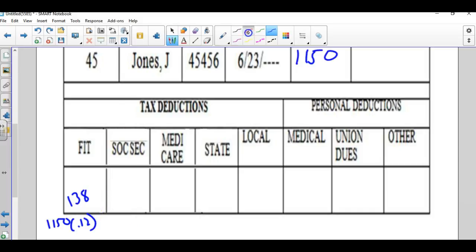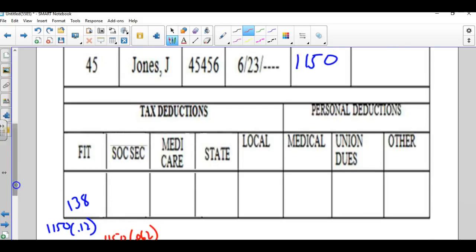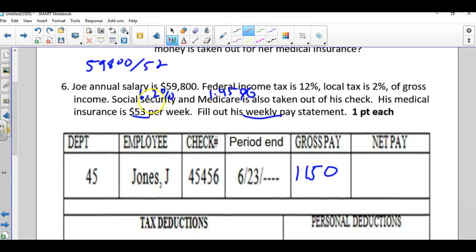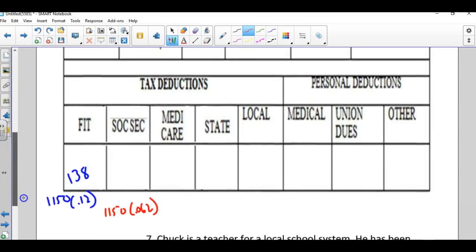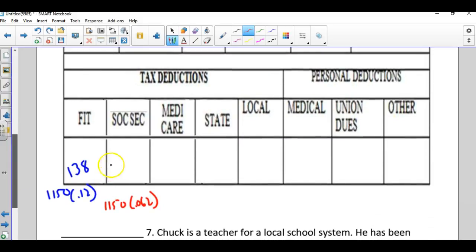Then for Social Security, I'm going to take 1,150 and multiply by 0.062. Remember, because I gave you that, that's 6.2%. You need to know this for the midterm. Nobody's going to tell you that. And when you do that, that's $71.30.